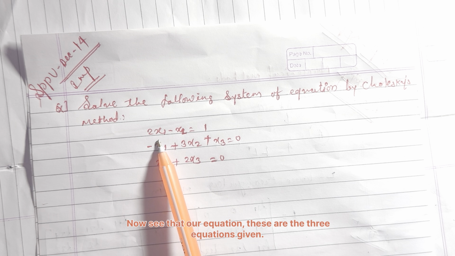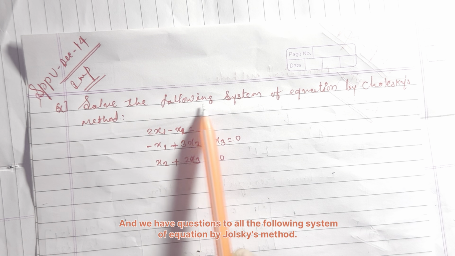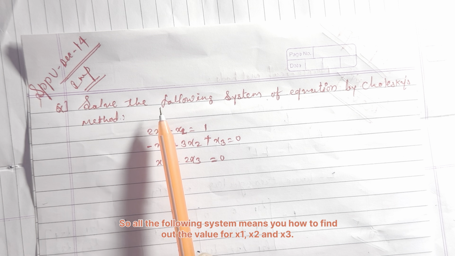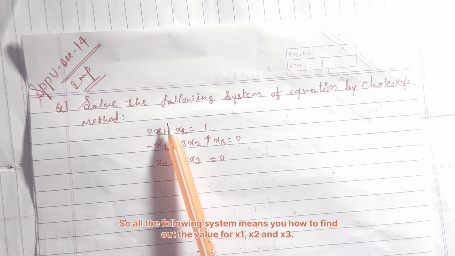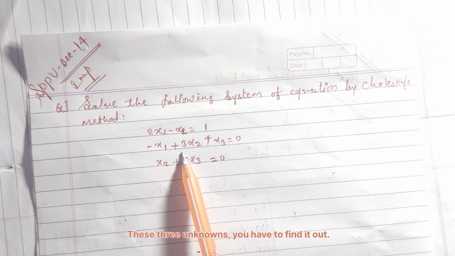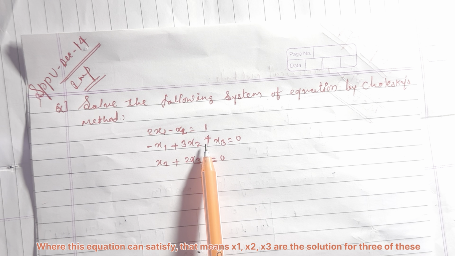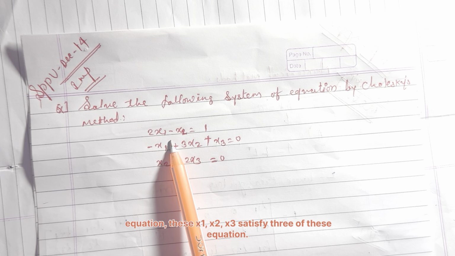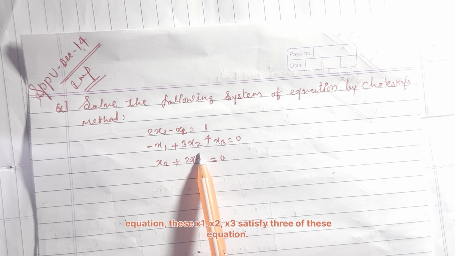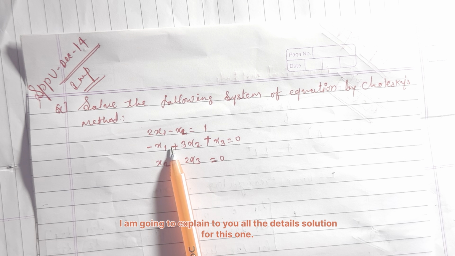Now see that these are the three equations given, and the question is: solve the following system of equations by Cholesky's method. Solve the system means you have to find the values of x1, x2 and x3, these three unknowns, where they satisfy the equations. That means x1, x2, x3 are the solution for all three of these equations.